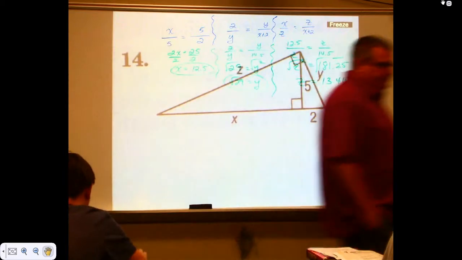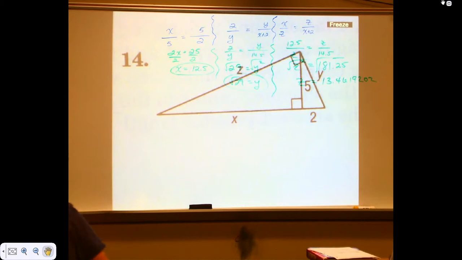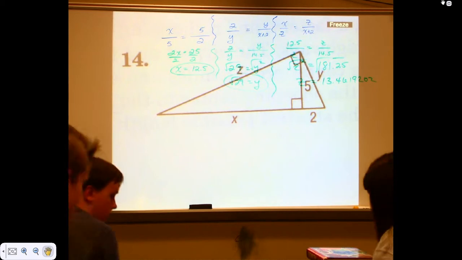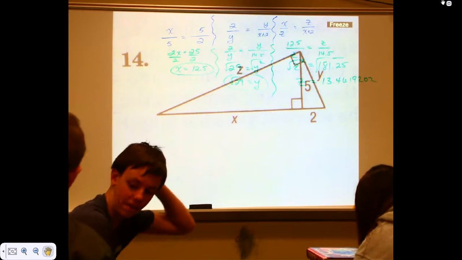It's not so bad, is it? But it is, if you start trying to separate the triangles, it can get really, really confusing. This is the best way I've learned to try to help out and teach this, because like I said, it can get confusing.